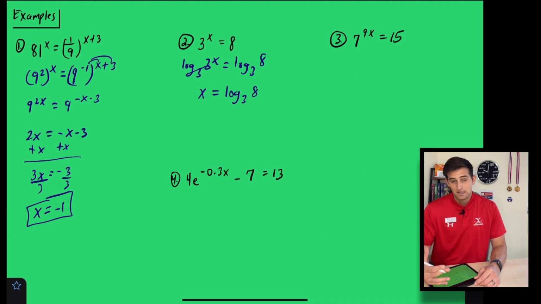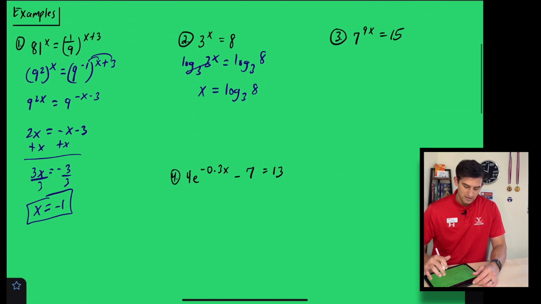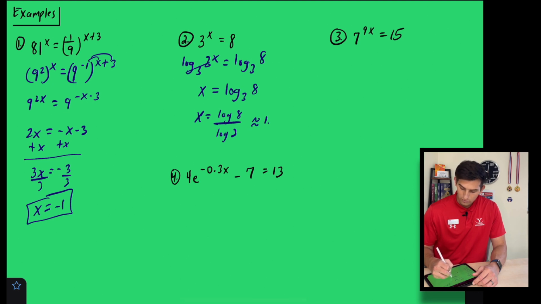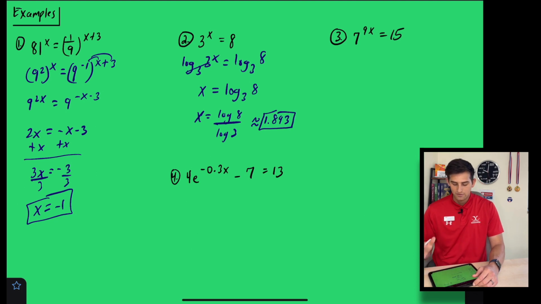I can plug that in my calculator to get an approximation. Remember, to find the approximation of log base 3 of 8, we need to use our change of base formula. I did a previous video on that, and I'll link that in the cards right now. Essentially, we're going to take log of 8 and divide it by log of 3. So in my calculator, I'm going to do log of 8 divided by log of 3, and that gives me my approximation, which is approximately 1.893.